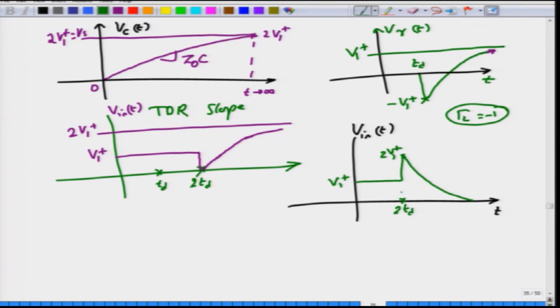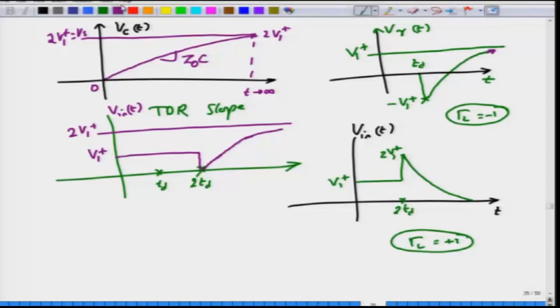Yes, at time t equal to 2 TD, the reflected voltage momentarily will be equal to V1 plus, meaning that gamma L will actually be equal to plus 1. And what kind of a pure reactive load can give you gamma L equal to plus 1? Why, it's an inductor, right? And after that, clearly the inductor finally should act like a short circuit. Therefore, the voltage across the line as well as across the load should eventually be equal to 0, which is what you are going to have. So if you see a spike in the TDR scope, that spike almost always represents an inductor, and if the spike value is exactly 2V1 plus and eventually goes down to 0, then that would be a pure inductor, okay.